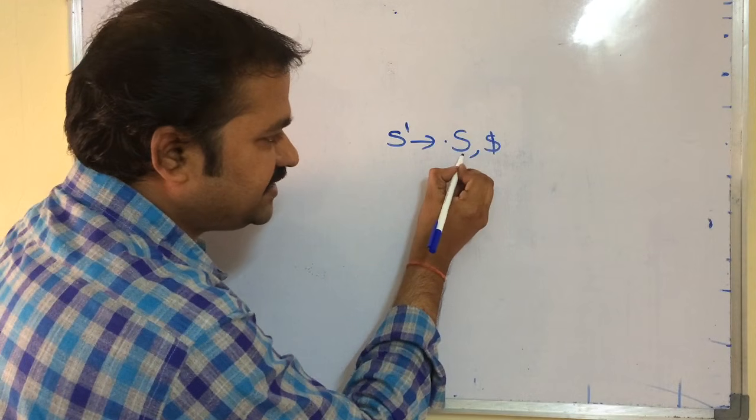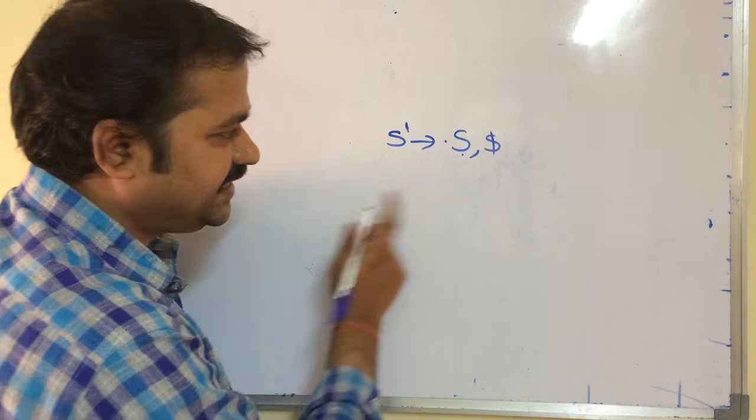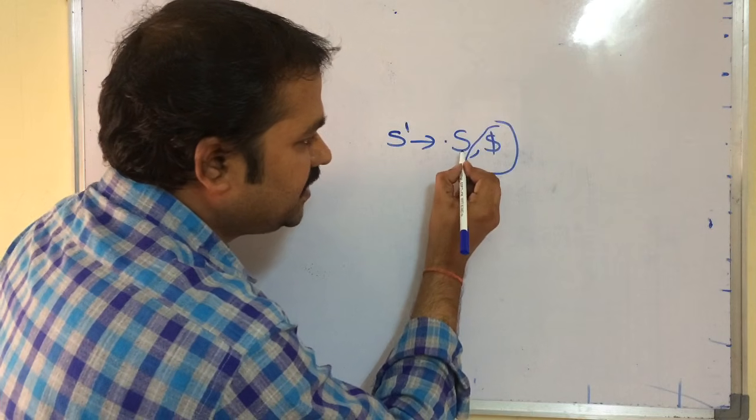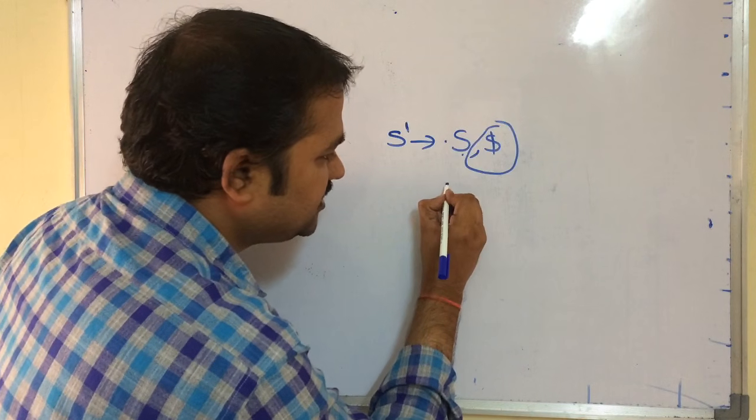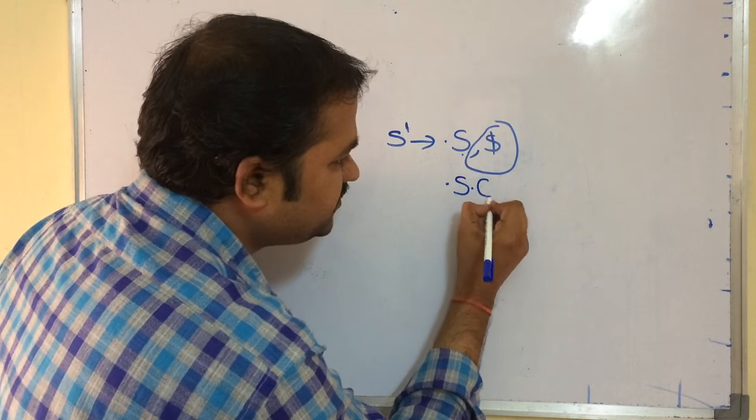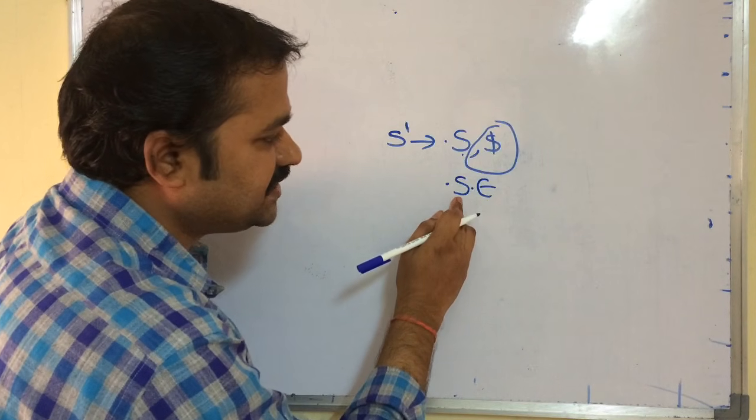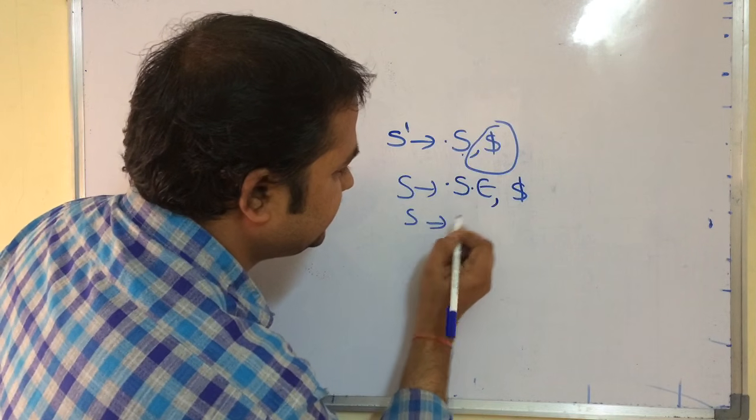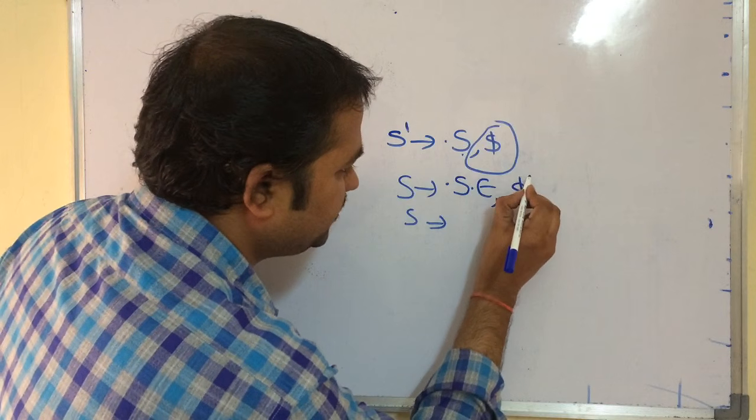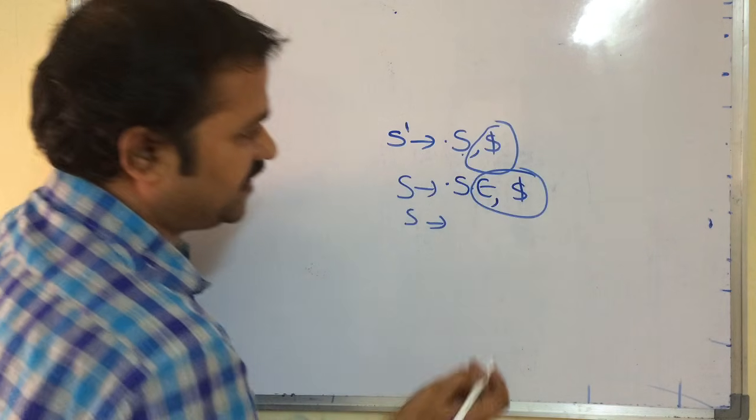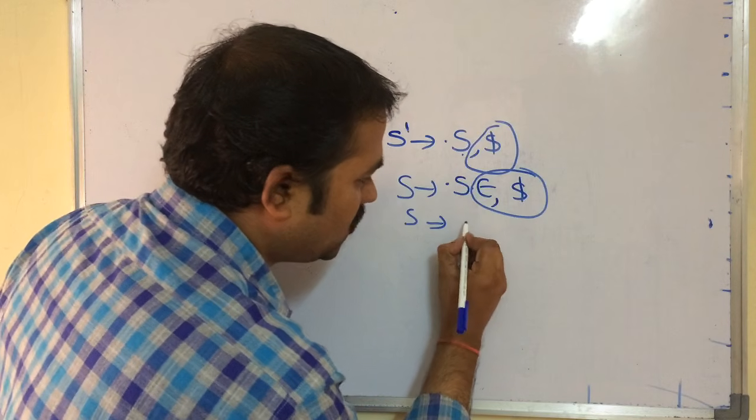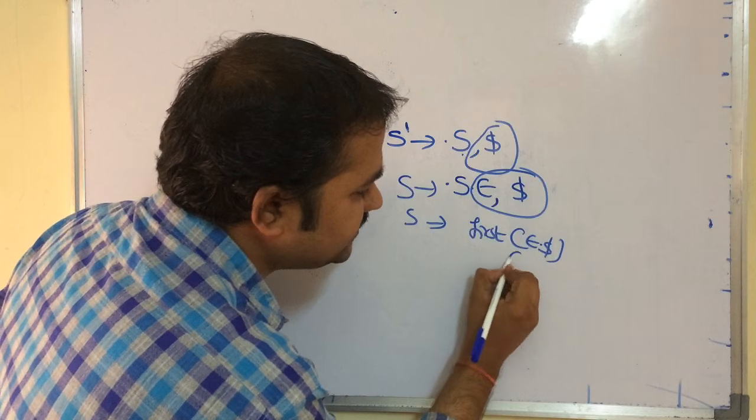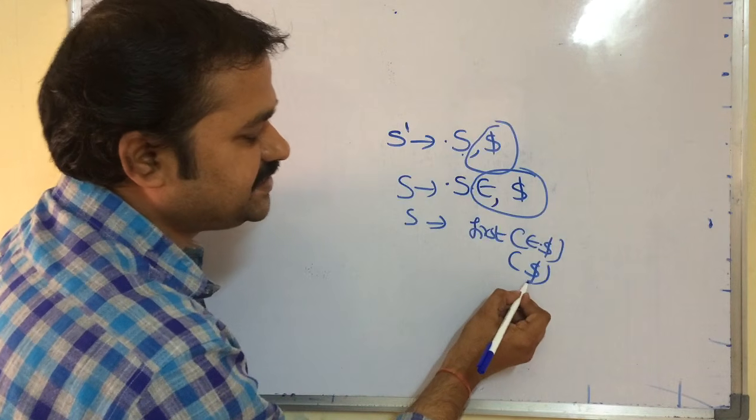In S dash produces dot S, comma dollar, after the dot we have S, so that's why the production of S is written. Here we need to calculate first of the remaining part. After S there is no symbol, so this can be written as dot S epsilon, because anything concatenated with epsilon is anything only, comma dollar. This is a concatenation operation, so we have to calculate first of epsilon dollar, which is nothing but first of dollar. So the look ahead part is dollar here.